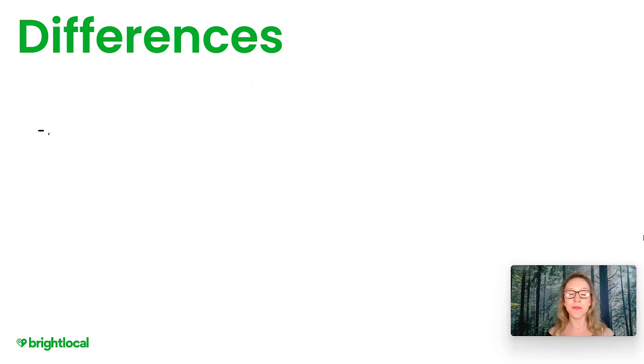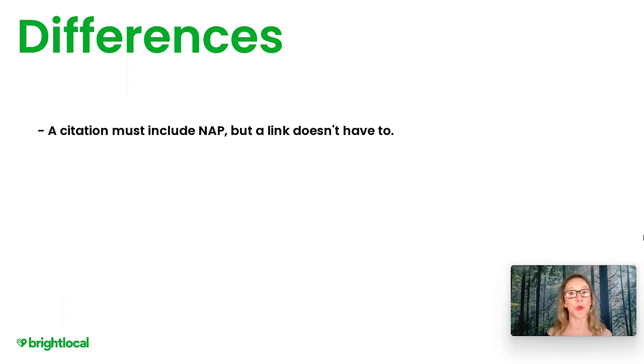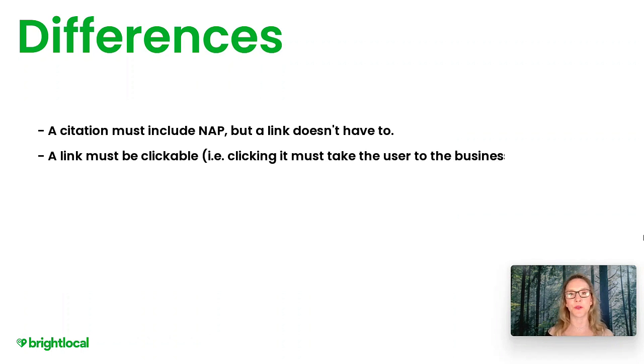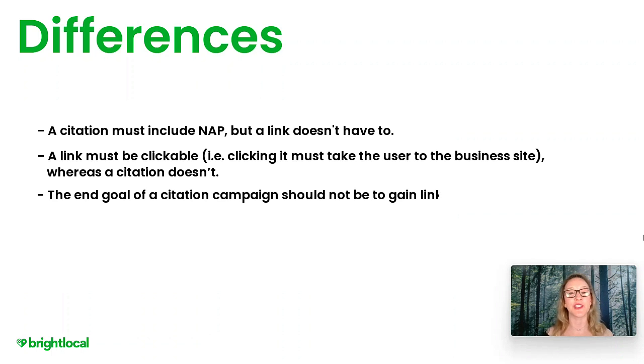The differences here, however, are that a citation must include that all-important NAP data: name, address, and phone number. A link doesn't have to have this, but a link must be clickable. There must be some sort of call to action that will happen when you click on a link, whether it takes you to a business's website or if it takes you to a phone call button, something where there is an end result to clicking that. The end result and end goal of a citation campaign should not be to gain links. Absolutely, they are separate entities of local SEO tasks that are extremely and equally important, but you need to be focusing on your citation building and your link building separately.